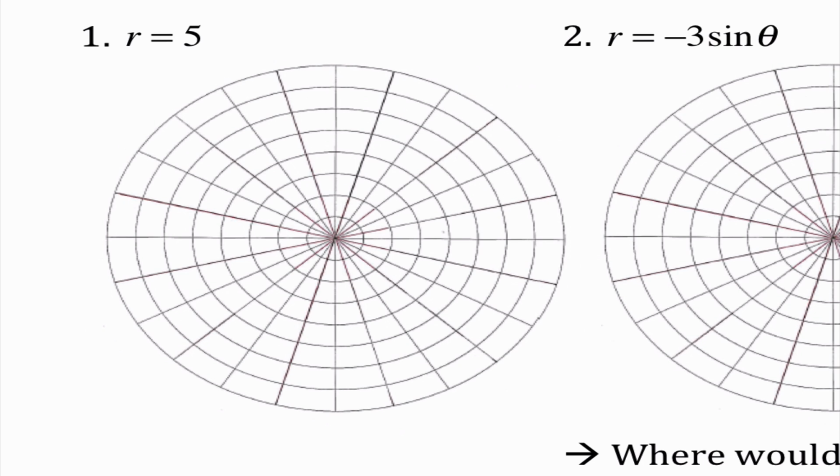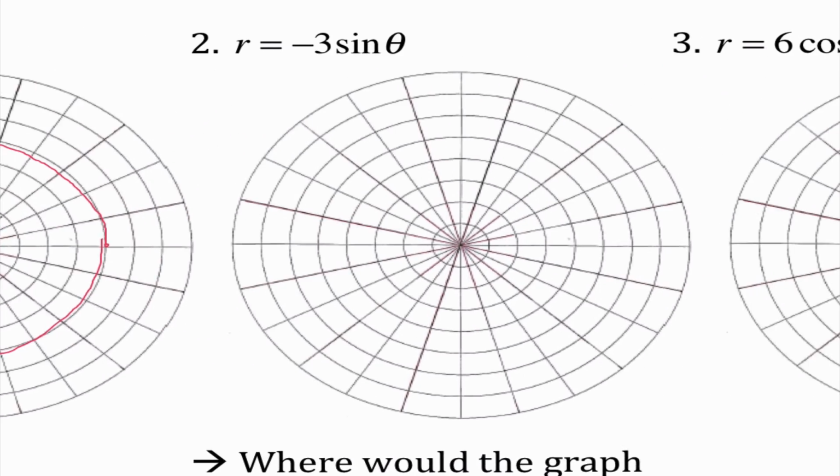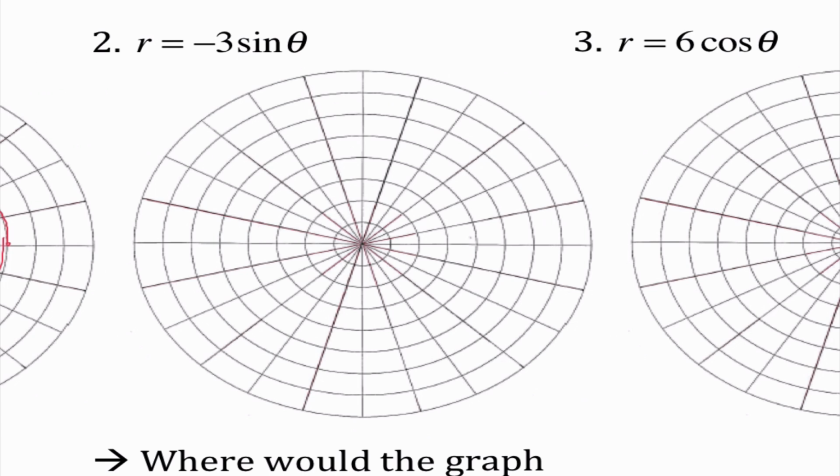So number 1, r equals 5. This is an example of that first type of graph of a circle. I'm going to go out 1, 2, 3, 4, 5, and I'm just going to draw a circle all the way around that particular circle on the graph. Now my circle is not perfect, and that's fine, okay? This is the easiest type of circle. That's all we would need to do. Okay, our next one, r equals negative 3 sine theta.